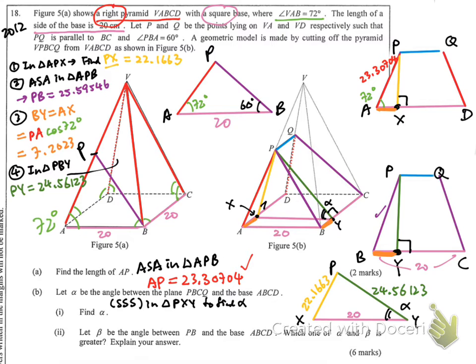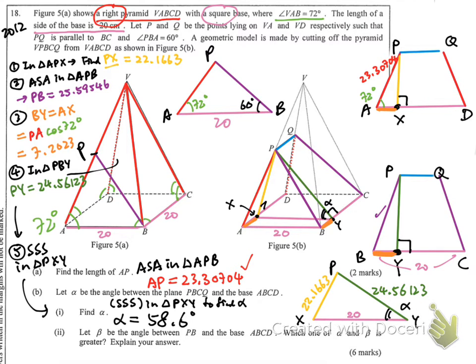So you can use the triple S cosine formula. That is the last step. We use the triple S cosine formula in triangle PXY to get alpha. So the final answer, alpha is 58.6 degrees to 3 significant figures. It's a long plan.